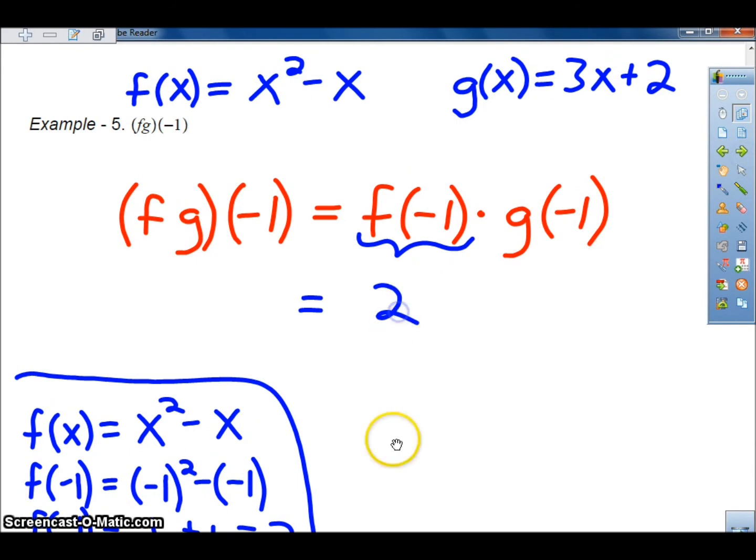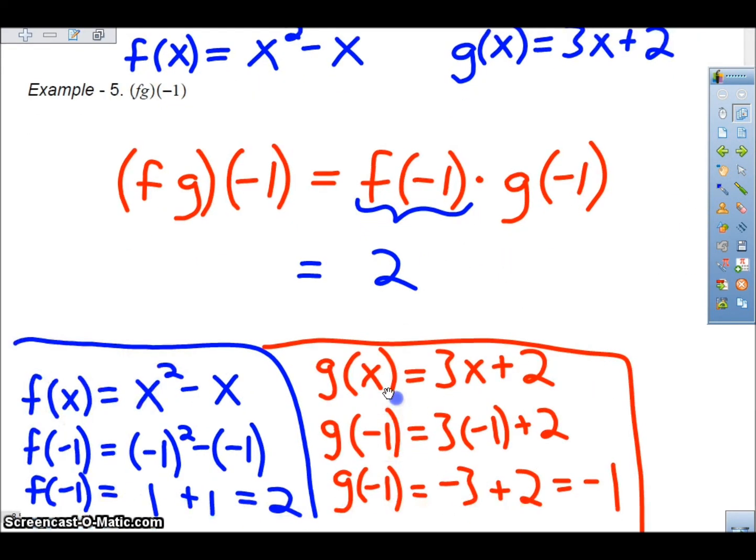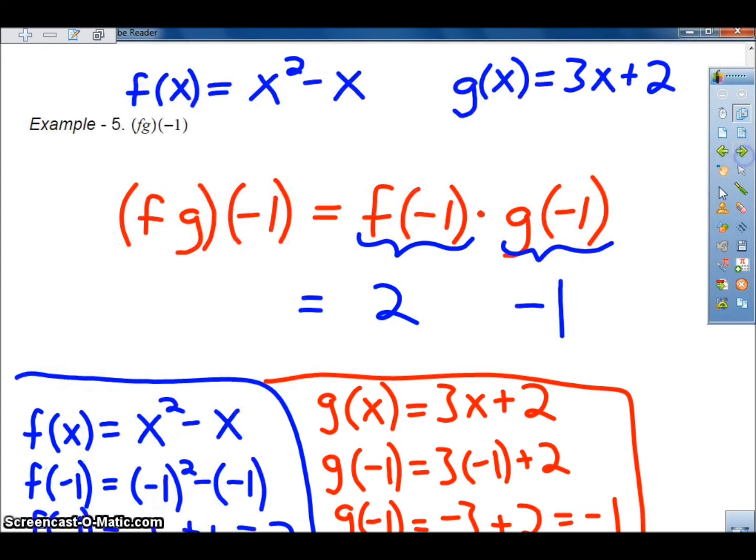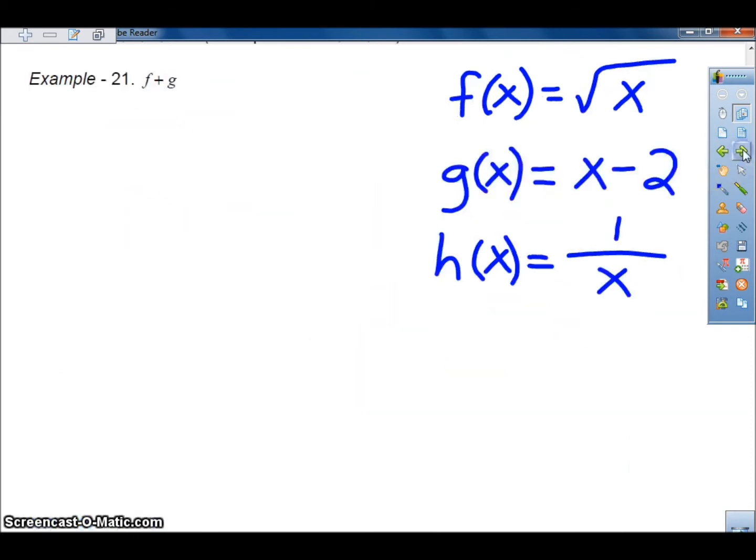So we're going to put that here. Times g of negative 1. Well, so we have to find g of negative 1. Same kind of process. We start with g of x. You replace x with negative 1. You simplify, you end up getting negative 1 there. So g of negative 1 is equal to negative 1. And we're going to multiply these together. So 2 times negative 1, which gives me negative 2.